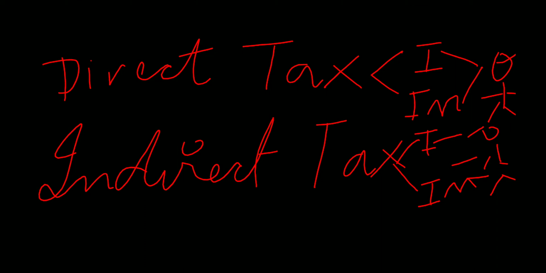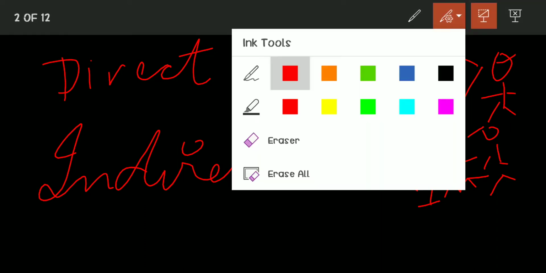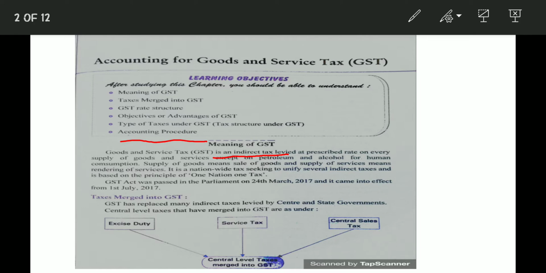So, the direct tax is to be paid by the person on whom it is imposed, and indirect taxes are charged from a different person, whosoever uses the services and goods. It is based on the principle of one nation, one tax. In previous years, the rate of tax was different in different states, but now every indirect tax rate is equal in every state.